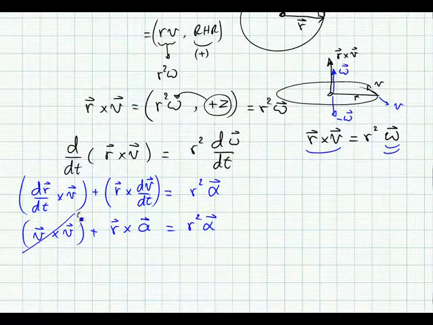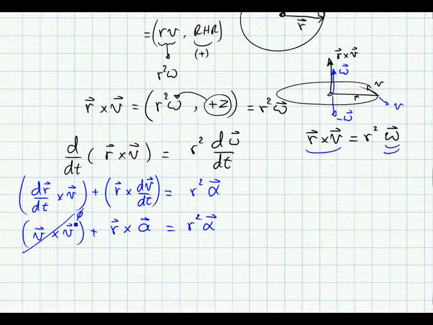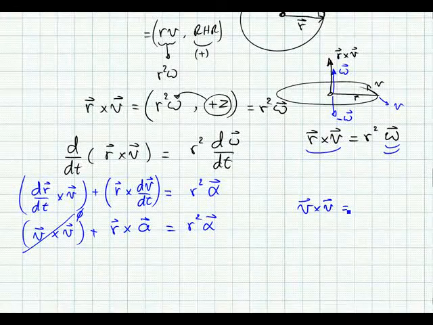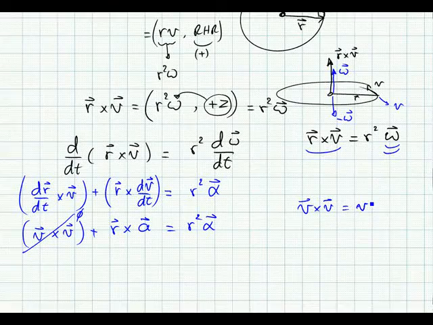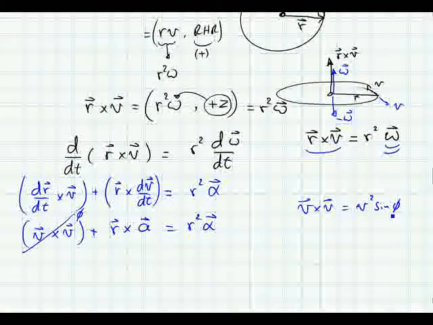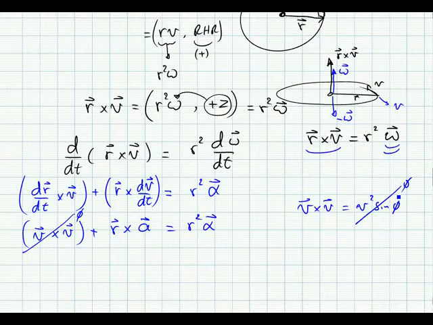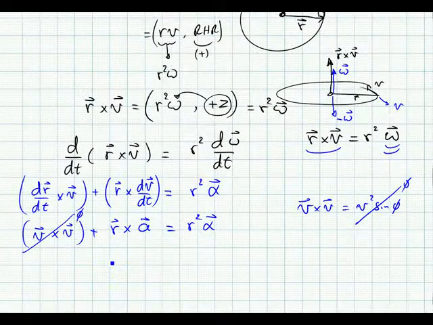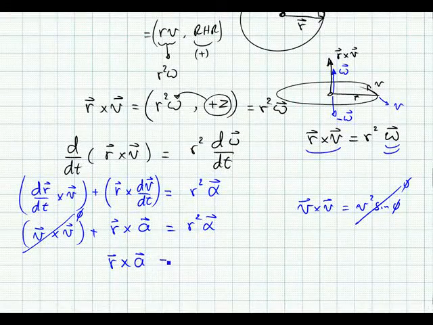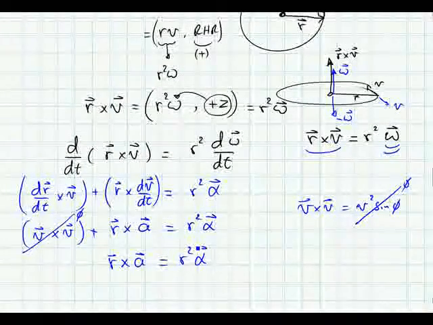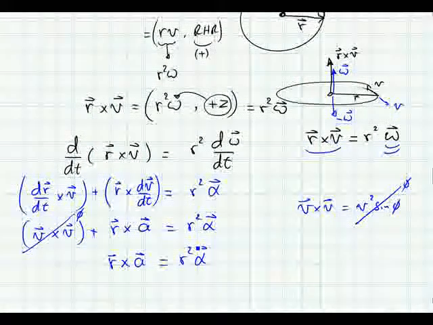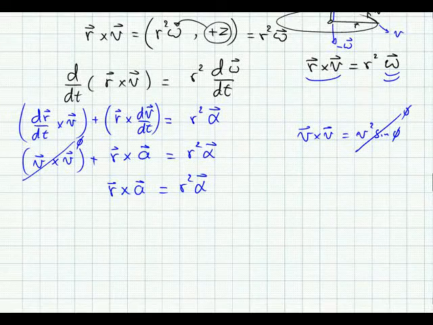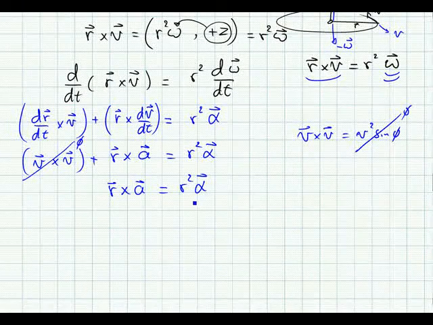Now any vector crossed with itself is 0 because v crossed v is equal to v squared sine of 0, and the sine of 0 is 0. So any two parallel vectors, when crossed, give a 0 answer. So we end up with r crossed a is equal to R squared alpha, which once again gives us the direction of alpha.